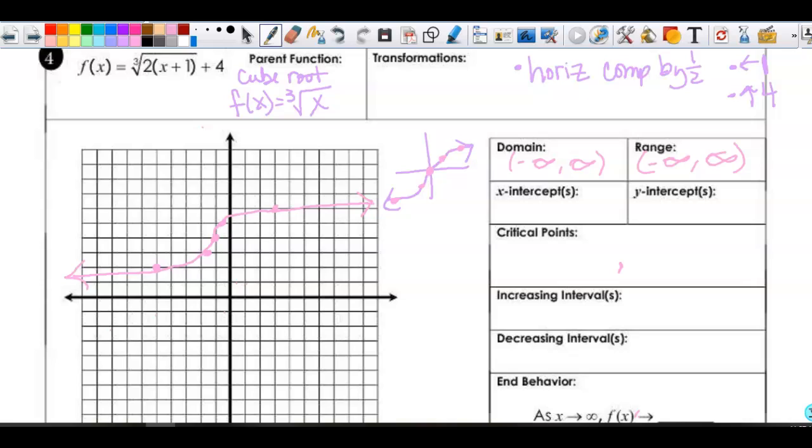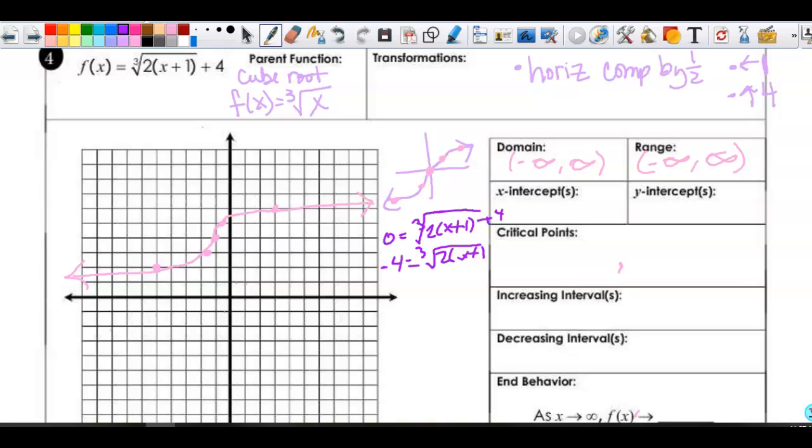Then my x-intercepts, well, eventually I am going to have an x-intercept, so I need to figure out what that is. So that means that f(x) equals 0, so 0 equals the cube root of 2 times (x plus 1), plus 4. Okay, so I'm going to subtract 4 from both sides. It's going to give me -4 equals the cube root of 2 times (x plus 1).